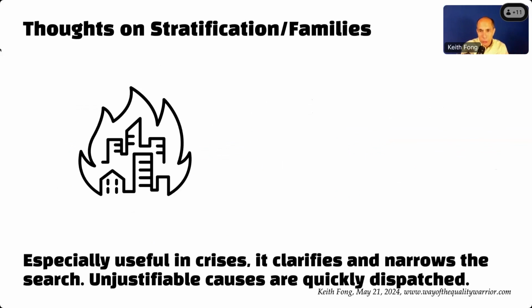It's really useful in a crisis because it clarifies and narrows the search, and unjustifiable causes are quickly dispatched. So what does that mean? As I said earlier, there are people who show up and they have a cause that's looking for a problem. They want to change something. They say, oh, it's got to be this. And it's like, hold on. When we do the stratification, the data shows that whatever it is you want is not in the group that has the strongest delta Y, the maximum delta Y.